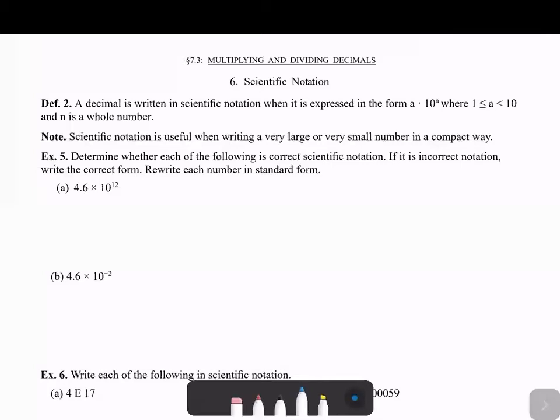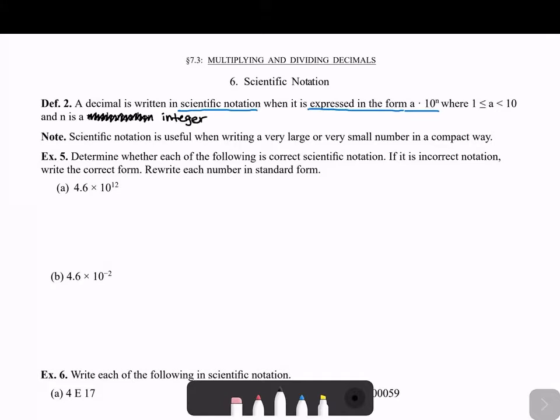So a decimal is written in what's called scientific notation when it looks like this. It's a number A times 10 to the n, where A is a number that's greater than or equal to 1 and less than 10, and n is just a whole number. That shouldn't say whole number. I'm sorry, this should say integer. So n needs to be an integer because we can't have the case where the decimal is negative.